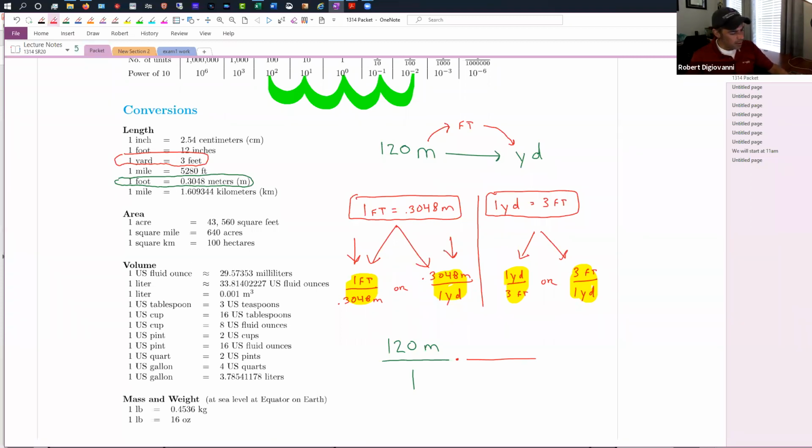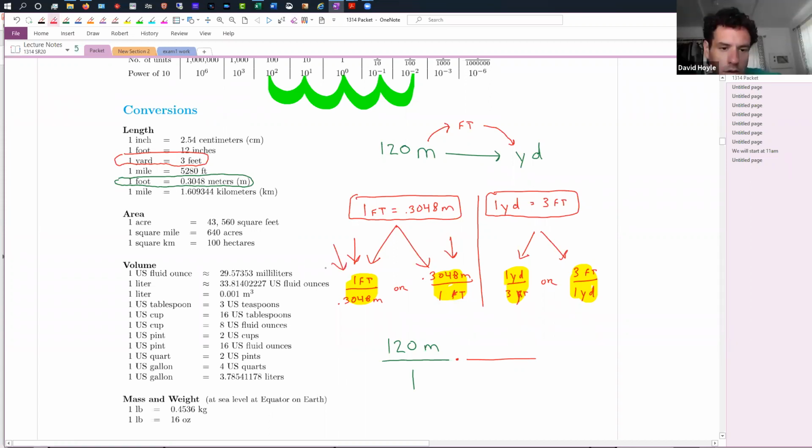Oh, you know what? Hold on. I messed up right here. That was supposed to say feet. I apologize, I didn't catch that. It'd be the one on the left. This one's okay. So we're going to want to use the one on the left, because the meters on that one is on the bottom.